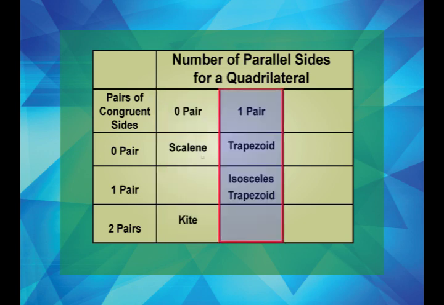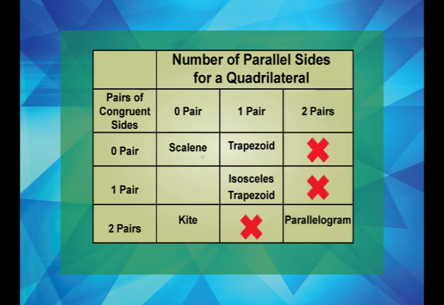With one pair of parallel sides, we have two types of trapezoids, those with no sides congruent and isosceles trapezoids. With two pairs of parallel sides, we have parallelograms, which also have two pairs of congruent sides. The X's indicate that these types of quadrilaterals are not possible.